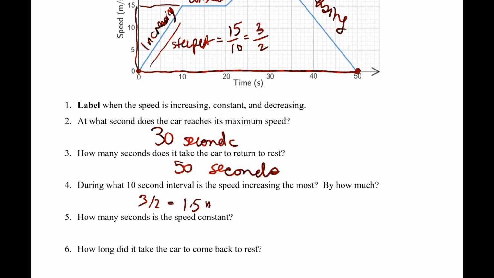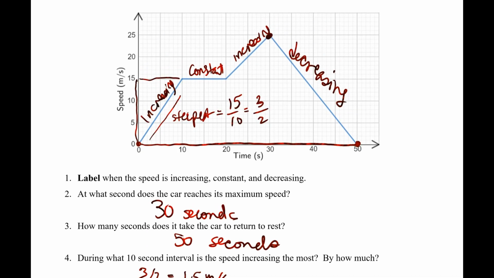1.5 miles per second. How many seconds is the speed constant? All right, constant speed means that it will not be increasing or decreasing. And we already said this is constant. So from here to here is 10 seconds, 10 to 20.